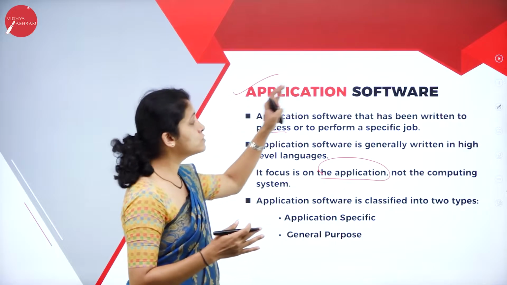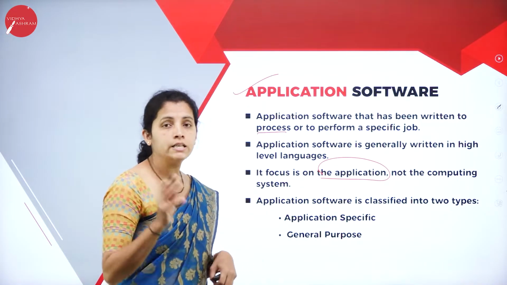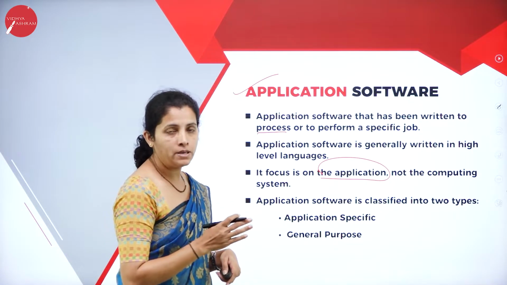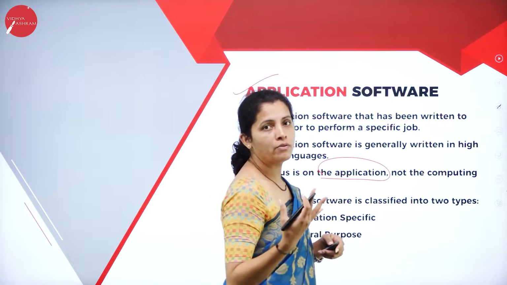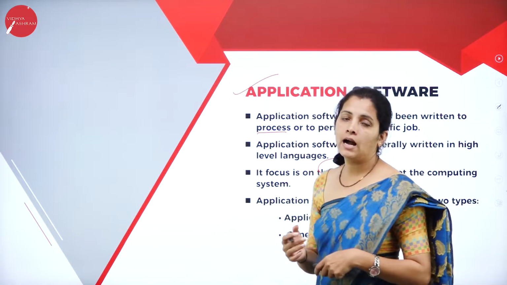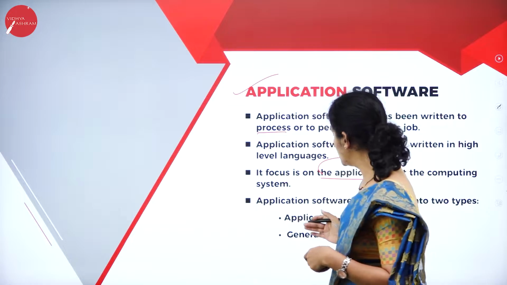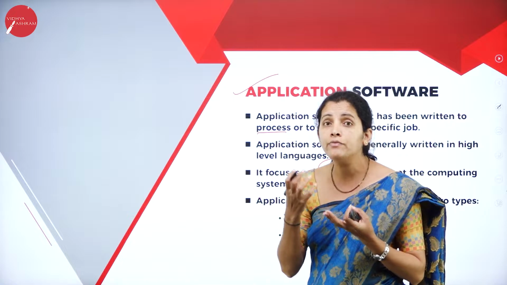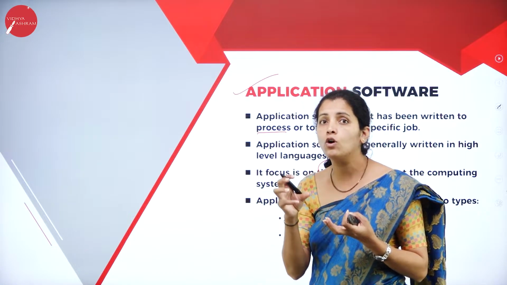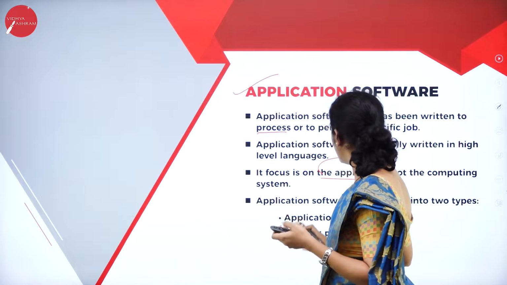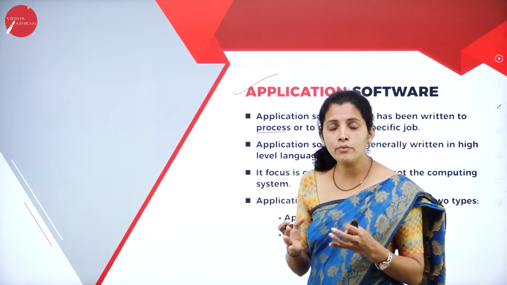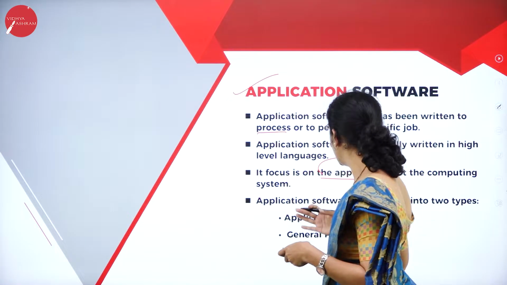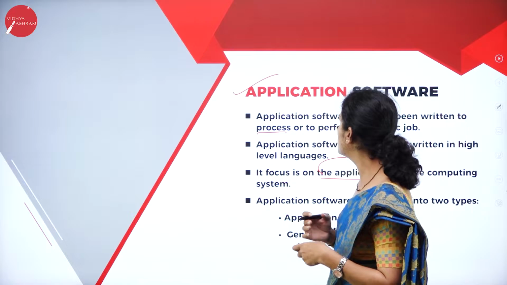Here, application software is further categorized into two types, that is application specific and general purpose. So what are the two types of application software? That is application specific and general purpose. What is application specific? The application software which is designed for a particular application is called application specific. And what about general purpose? The application software which is designed for general purpose is called general purpose application software.